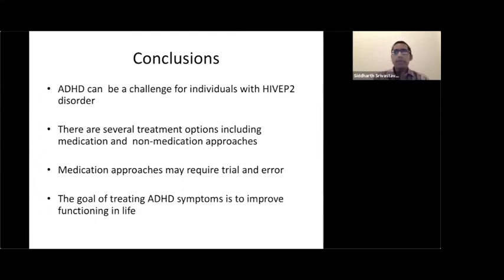So let me wrap this talk up with some conclusions. ADHD can be a challenge for individuals with HIVEP2 disorder. There are a number of treatment approaches, including medication and non-medication approaches. Medication approaches may require a trial and error process. And the goal of treating ADHD symptoms is really to improve functioning in life, how the child interacts with everybody, how the child functions in the school, home, and other settings.